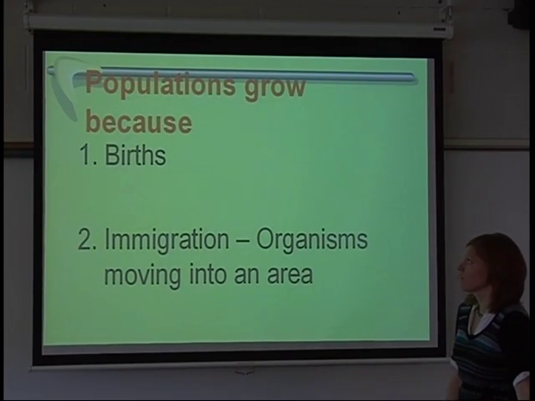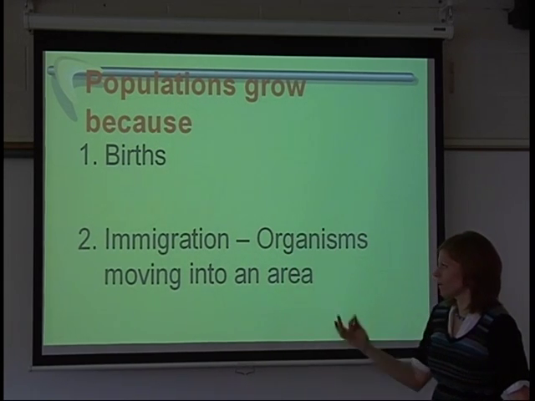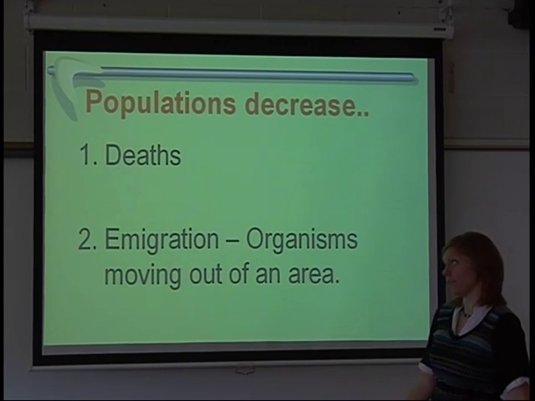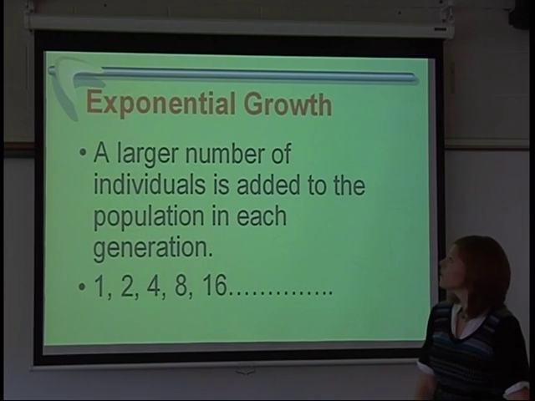So here are some basic reasons populations would grow. Obviously, births or immigration, organisms moving into the area. And populations would decrease because of the opposite: deaths and emigration, or organisms moving out of the area.